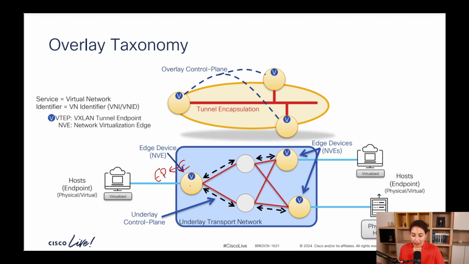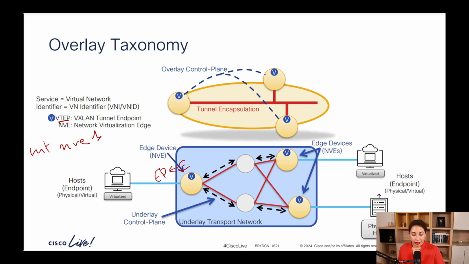In the context of VXLAN, the edge device's name is VTEP, so VXLAN Tunnel Endpoint. And each VTEP has an interface that we call the NVE, Network Virtualization Edge. So interface NVE, really it will be configured like this. Each VTEP will have one interface NVE in the context of Nexus 9K switches configured for VXLAN.